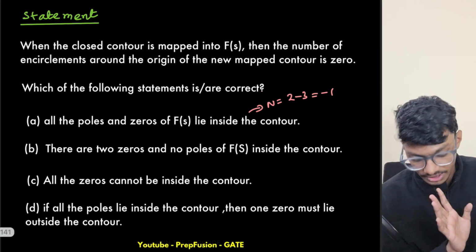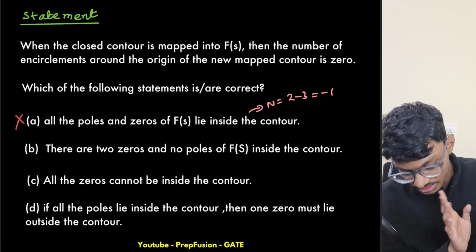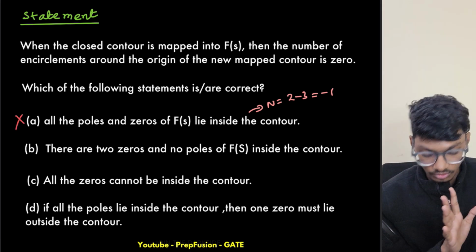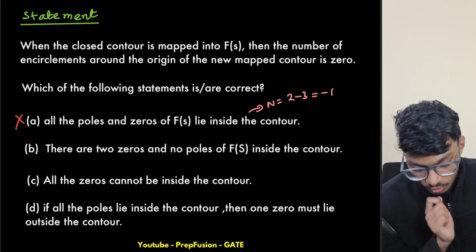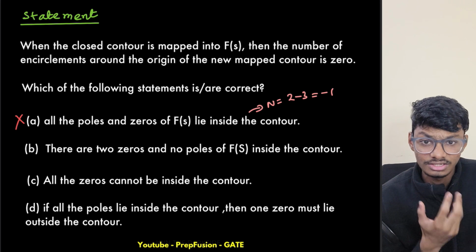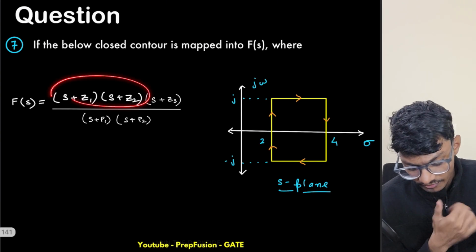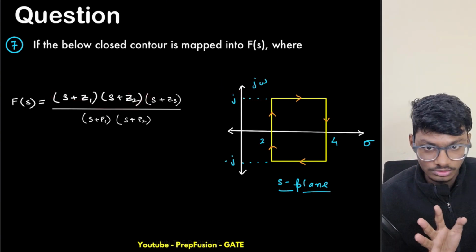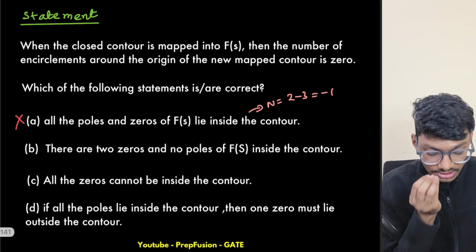So option A is not correct. That is gone. Now what about option B? It is saying there are 2 zeros and no poles inside the contour. So if there are 2 zeros inside the contour and no poles, again, what does my N become?